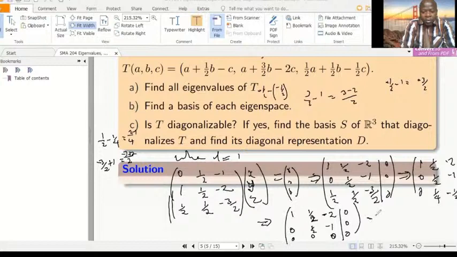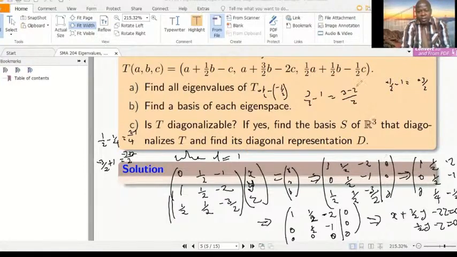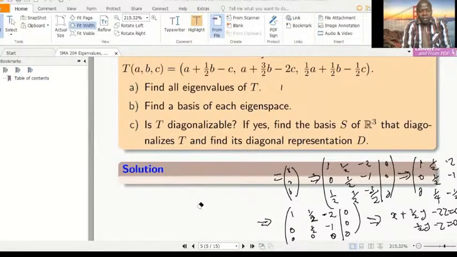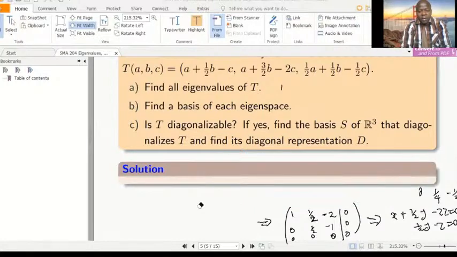So from here, what we see is the first equation says that x plus a half of y minus 2z is 0. And the second equation says that a half of y minus z is 0. So we just create some space here so that we can see what we have. And these are very easy things. We did the same in our previous videos, so this is just a repetition of what we already did.